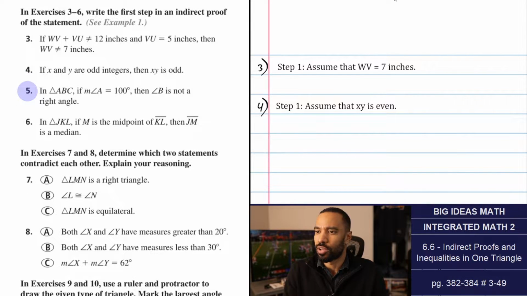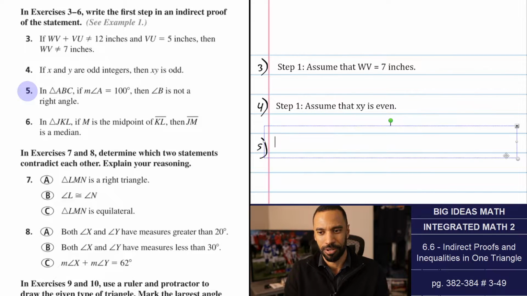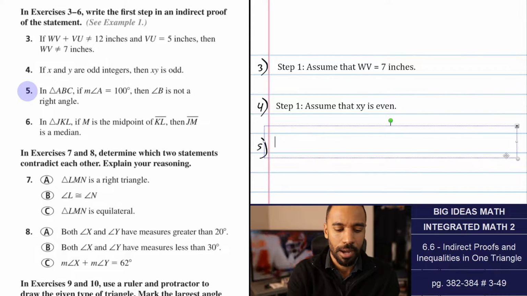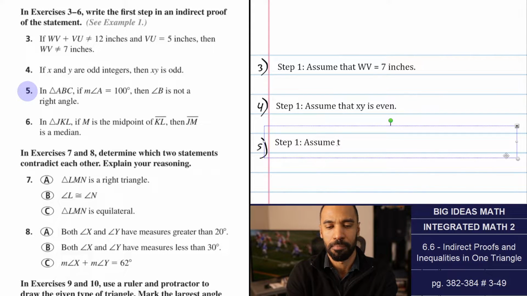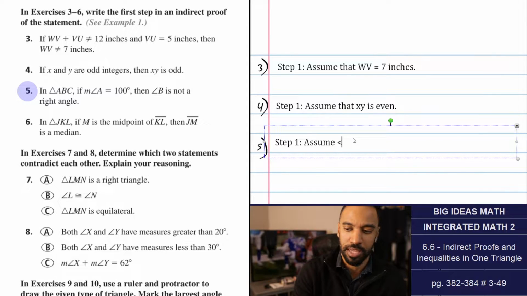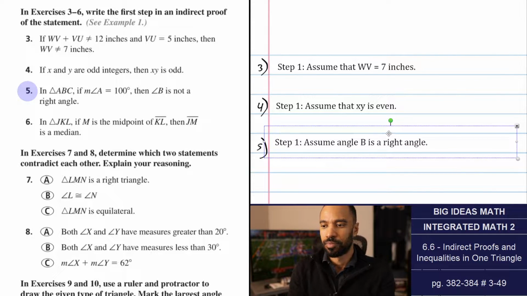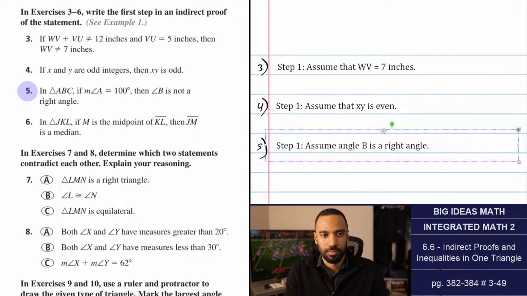All right, number 5, in triangle ABC, if the measure of angle A is 100 degrees, then angle B is not a right angle. Honestly, I'm pretty new at these. I'm sure you are as well. So step 1 here is we want to assume that the angle B, I don't think I have the symbol, so I'm going to have to use kind of a less than B. Assume angle B is a right angle.